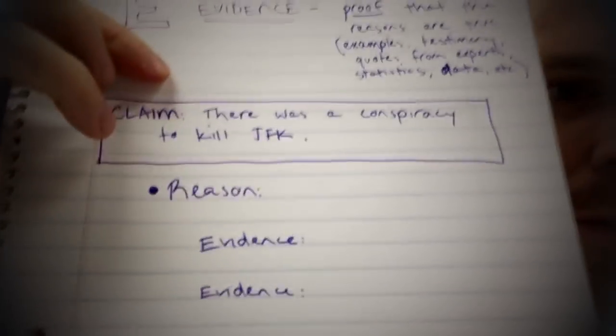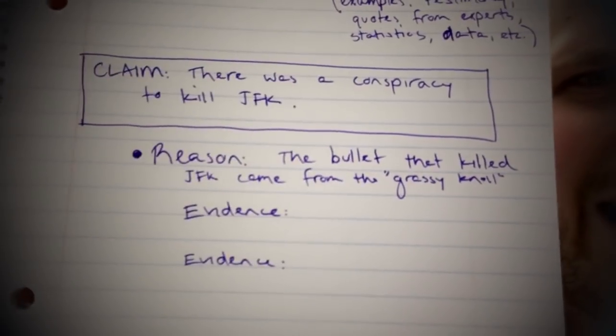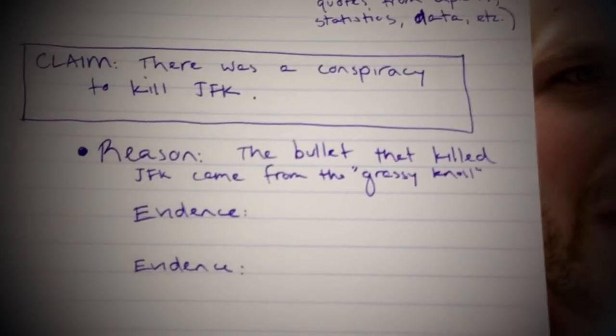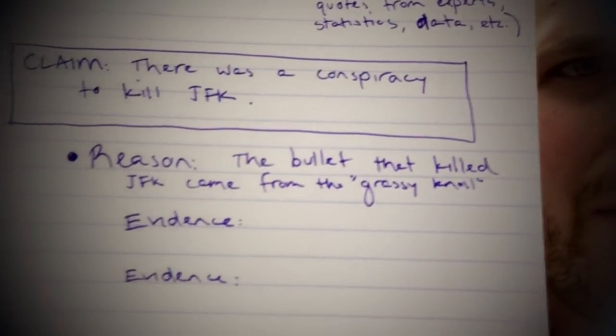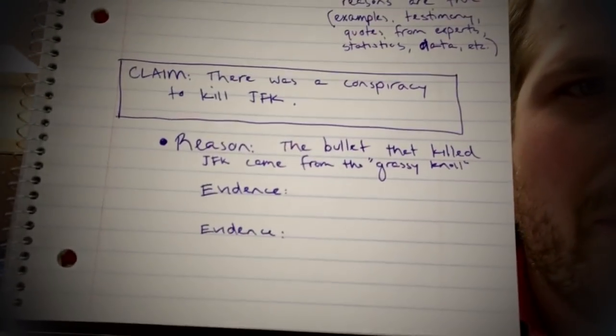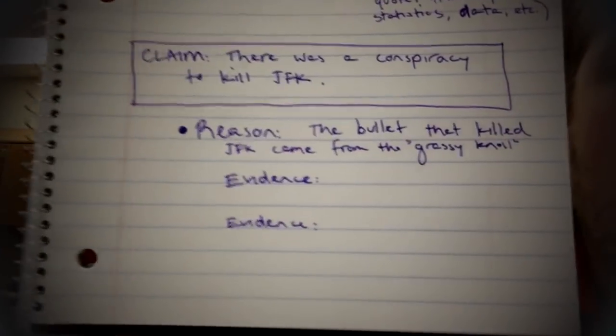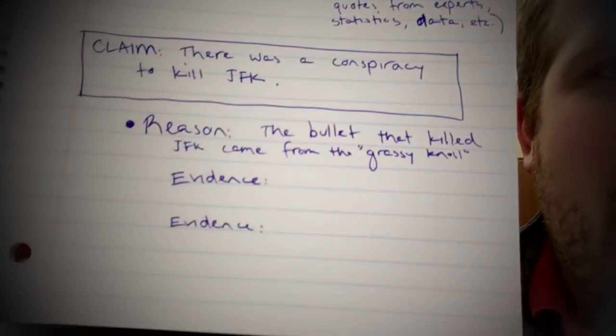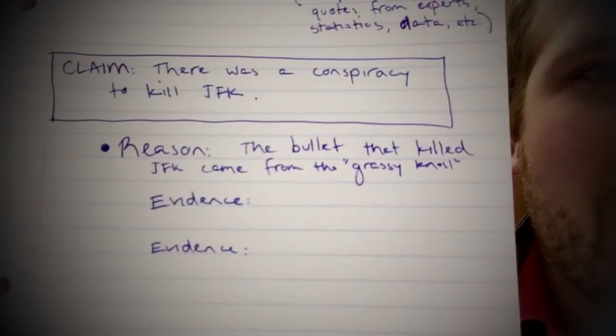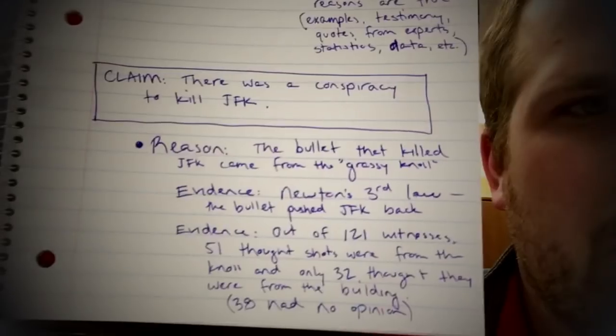And then when we dig back into it and look at the support and the relationship between the different pieces of support, we see the reason is that the bullet that killed John F. Kennedy came from the grassy knoll, not from the book depository where Lee Harvey Oswald was stationed with his rifle. And they provide some evidence to support that reason.